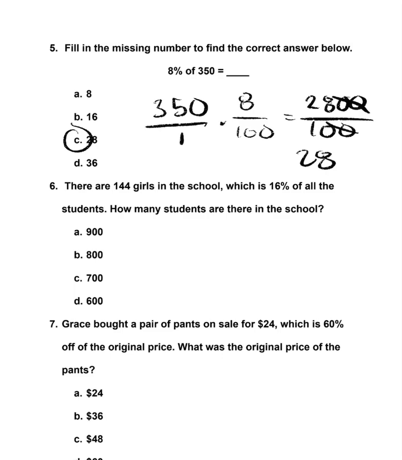Number 6, there are 144 girls in the school, which is 16% of all students. How many students are there in the school? So 144 is equal to 16%.